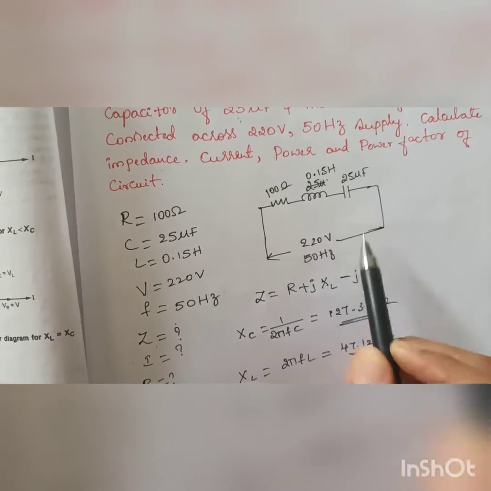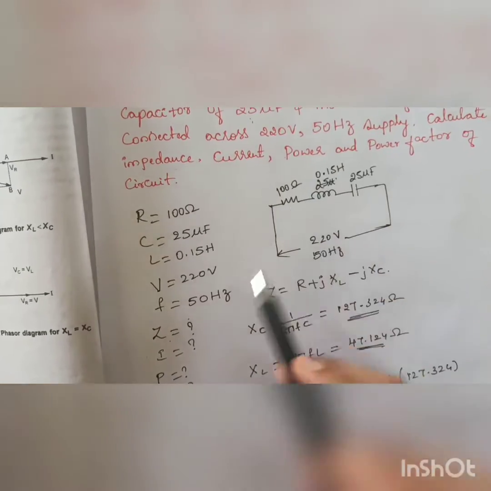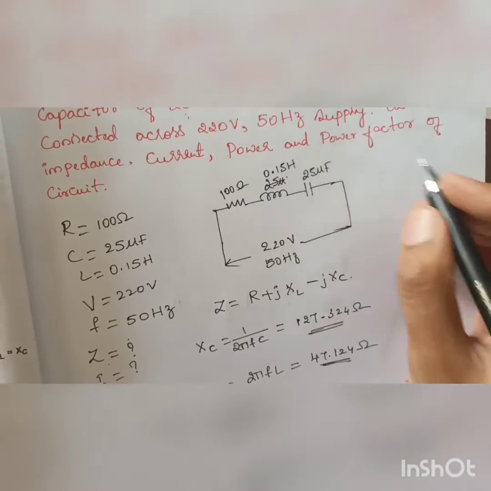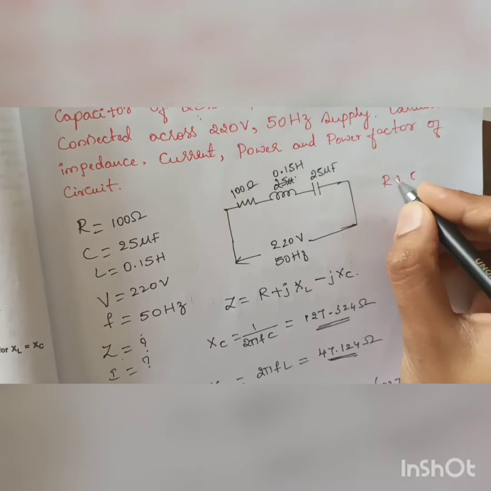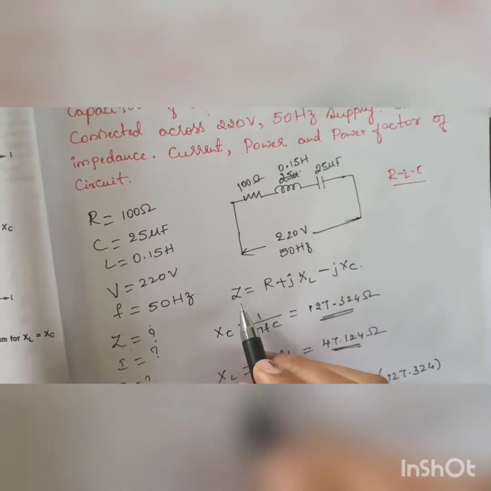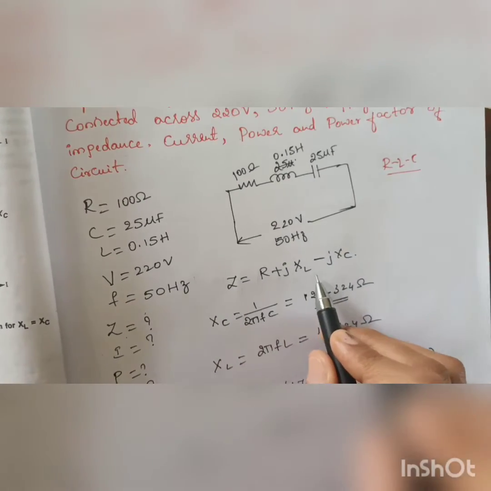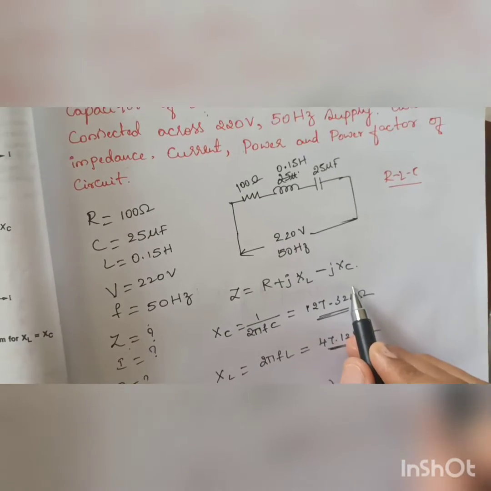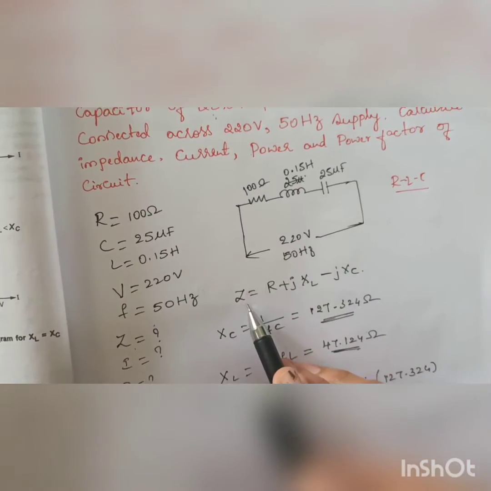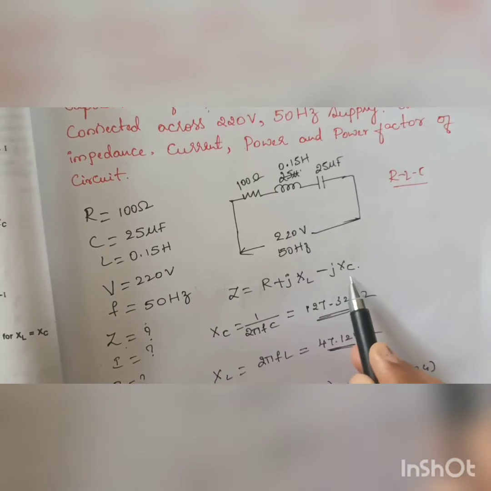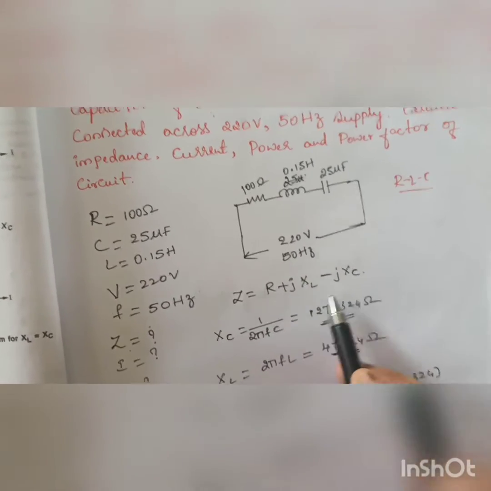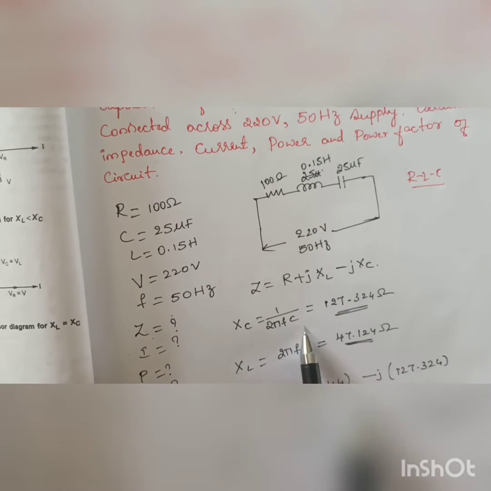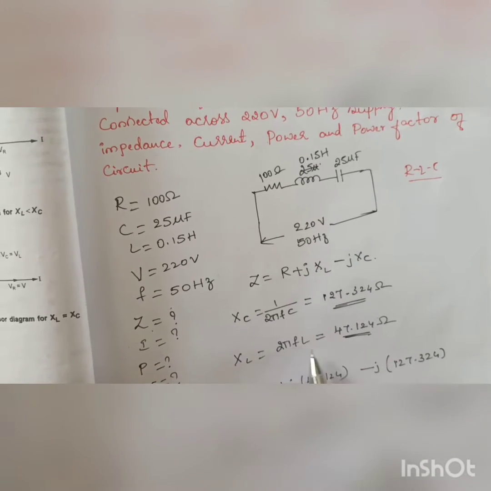In order to find the impedance we have a formula for the RLC circuit: Z is equal to R plus jXL minus jXC. To find Z we require XL and XC. For these we have formulas: XC is 1 divided by 2 pi F C, and XL is equal to 2 pi F L.